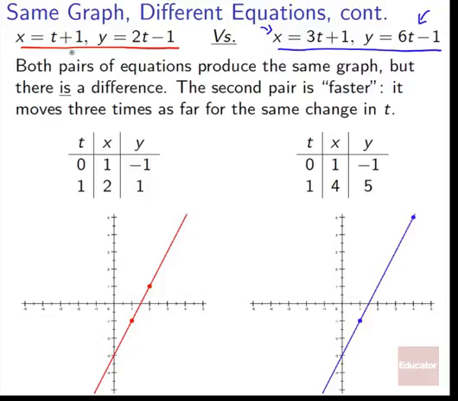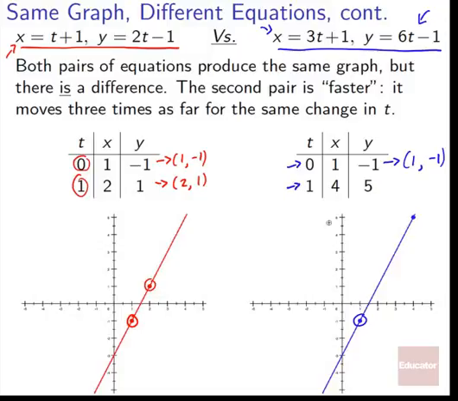So let's try some values here. For our red equations, if we plug in 0 for t, then we wind up getting 1 comma negative 1, this point right here. If we plug in 1 for t, we'll get 2 comma 1 out of it, this point right here. Compare that to the blue one. If we plug in 0 in the blue one, we'll have 3 times 0 plus 1, so we'll be at 1 in our x, and then 6 times 0 minus 1, so negative 1. So we'll have the same starting location. At t equals 0, we'll be at the same place as in the red one.